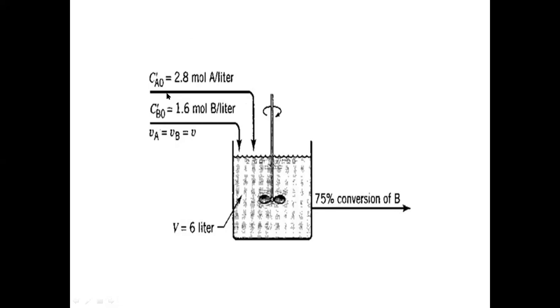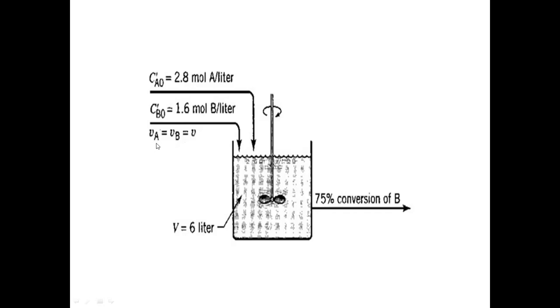So you have CaO, 2.8 mole A per liter. CbO is 1.6 mole B per liter. If you notice very closely, there's a prime in the concentrations. It's because when we talk of these two mixed together and reacting inside the reactor, this is not the corresponding concentration of the resulting mixture. The CaO prime and the CbO prime are just the concentrations of each of the separate streams. Now, the volumetric flow rate, as mentioned, is equal for the 2 streams.